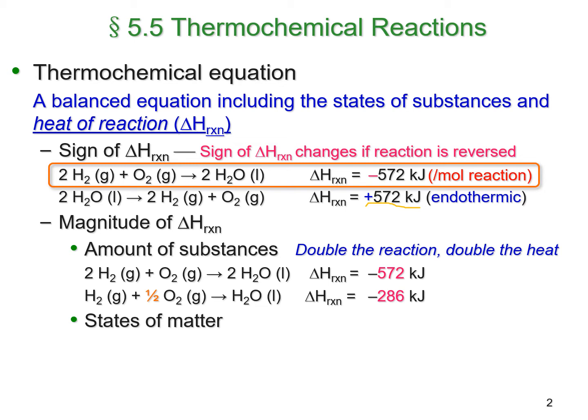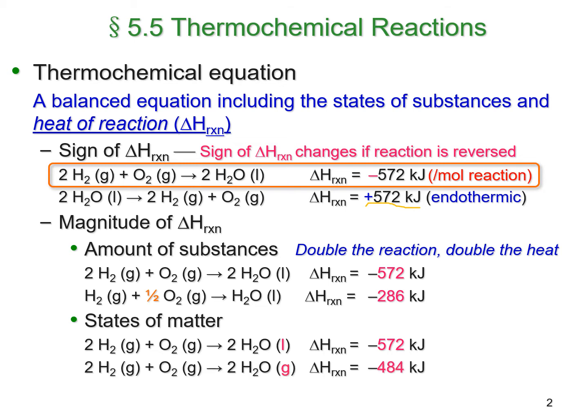Third point I'd like to make here is pay special attention to the state of the matter. For example, if water is a liquid, it gives up 572 kilojoules. If the water is not a liquid as a product, but gas or steam, you see there's a quite different value here. Quite less, right? It's only negative 484 kilojoules. Pay good attention to the states of these substances, because different states have a different amount of heat.